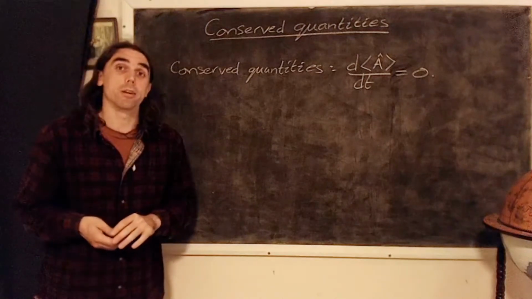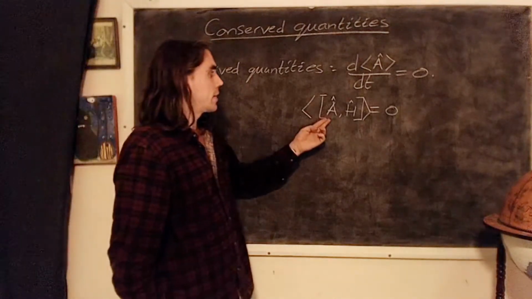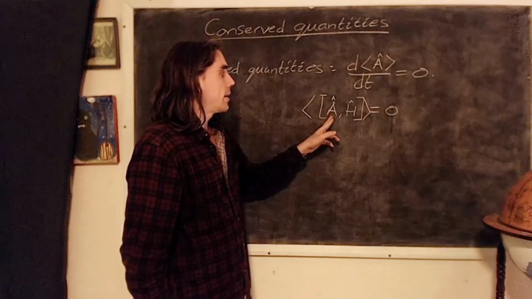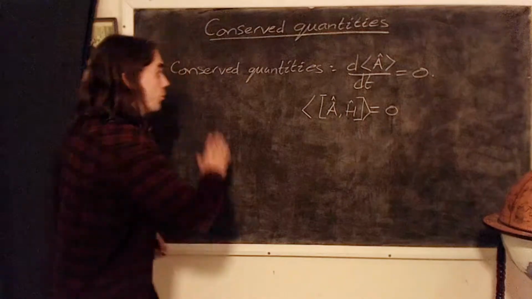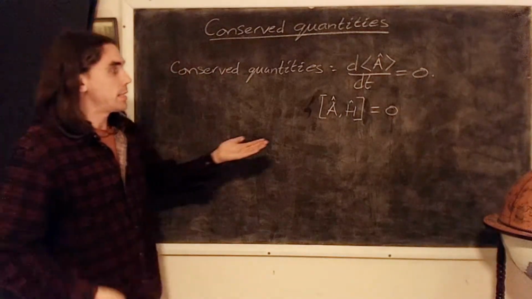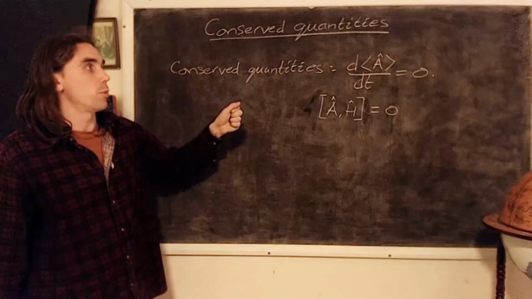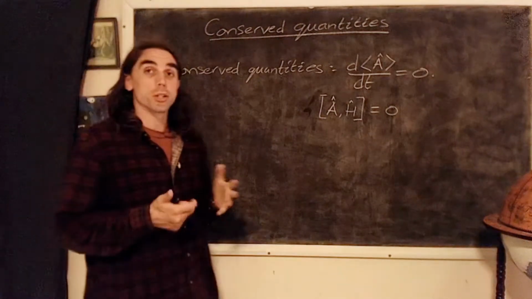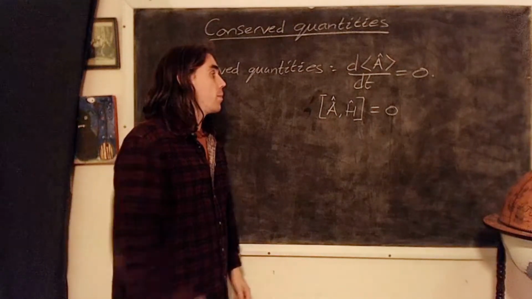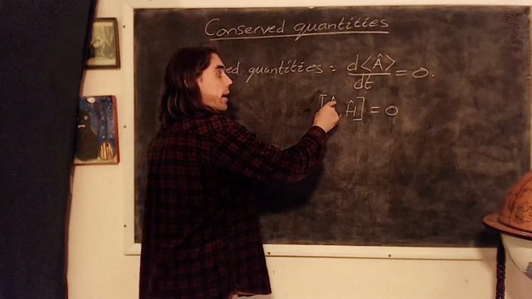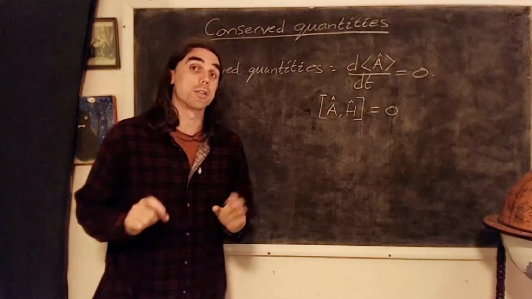Using Ehrenfest's theorem, we can write this as follows. So the commutator of the operator A with the Hamiltonian must be equal to 0 for this to be true. That is, conserved quantities are those physical observables whose quantum Hermitian operators commute with the Hamiltonian. And this is assuming, as always in this course, that the operators, including the Hamiltonian, do not themselves have an explicit time dependence.